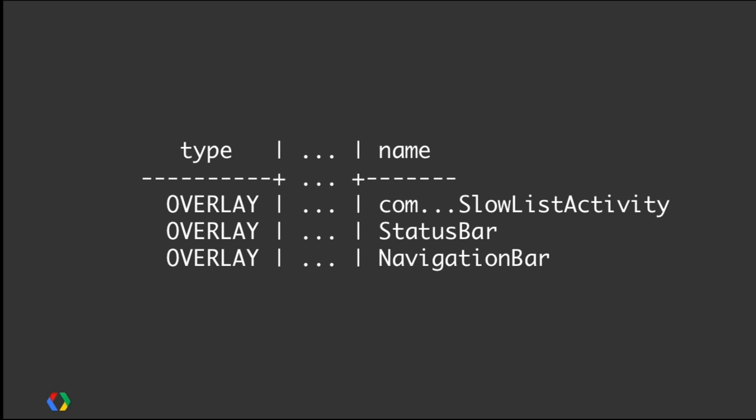So here I wrote a simple application, the same application I showed you in SysTrace, and you can see that we have the status bar and we have the navigation bar at the bottom with the home button and the back button, and everything is in an overlay. So everything's great. We're not using the GPU for the window composition. You have access to the entire GPU inside your application.